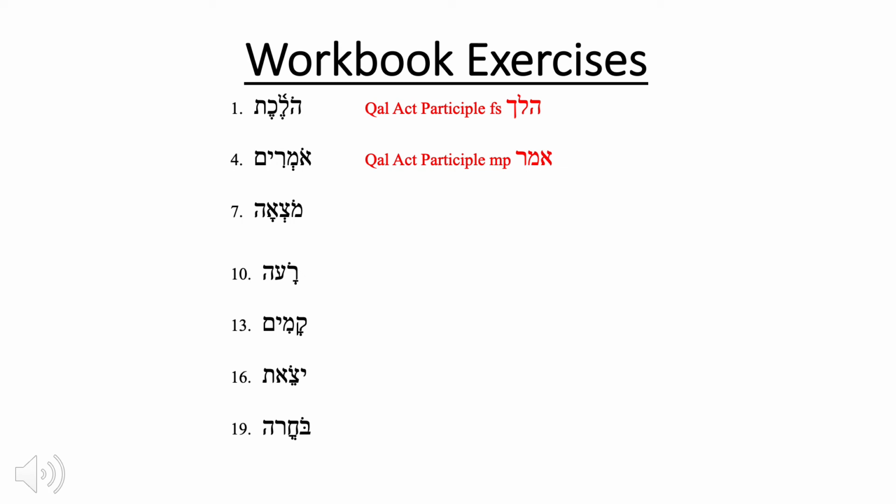Number 4, omarim, and remember the shva underneath the mem is vocal because a holem is a long vowel, so this is not omrim, this is omarim, a Qal active participle, masculine plural. The hireq yod mem is a giveaway here, from amar. What about number 7?